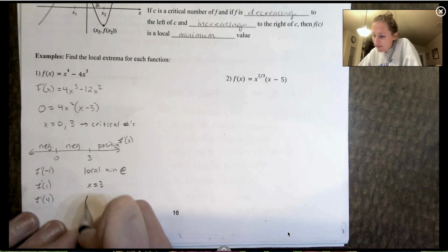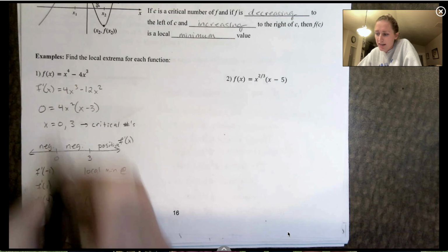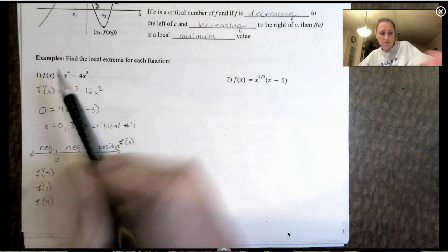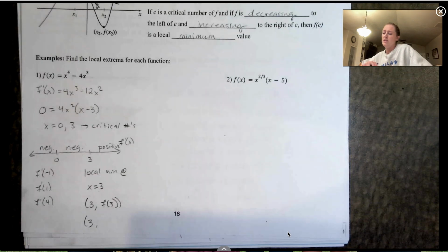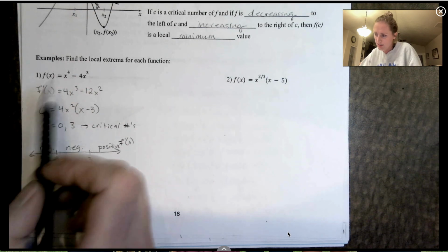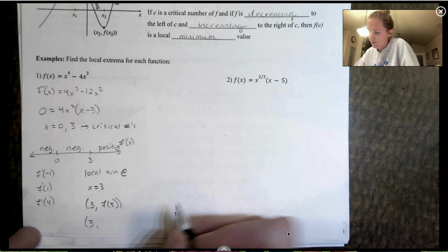Now we could also find the exact point of this. So we could say this is going to happen at 3, f of 3. I can plug 3 into my original function and get the y value that goes with it. So let's see, 3 to the 4th is, I think, 81, minus 4 times 3 cubed. Let me check my math here.